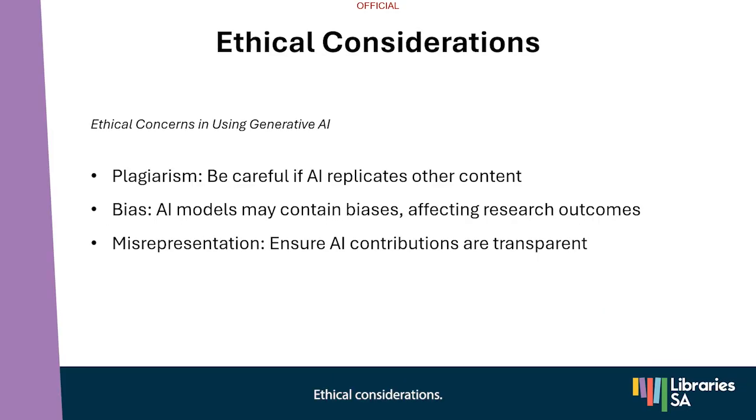Ethical considerations. Using AI ethically is just as important as citing it. Since AI is trained on vast data sets, it could introduce plagiarism or bias without you realizing. Furthermore, it's crucial not to misrepresent AI-generated content as your original work. Make sure you clearly indicate when AI has been used in your research.